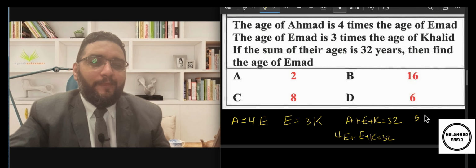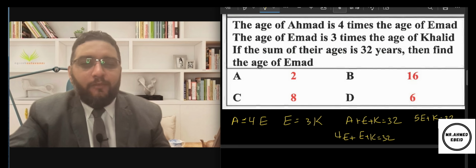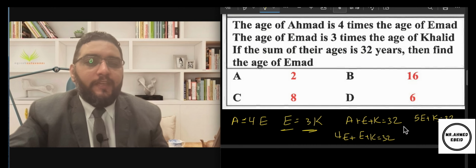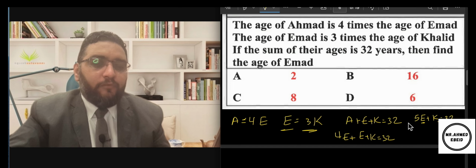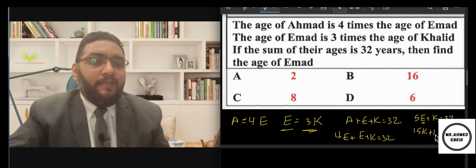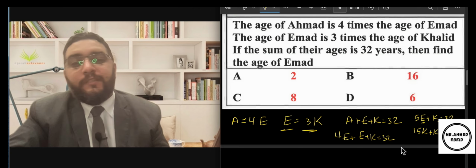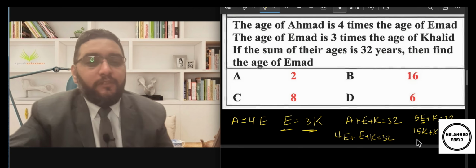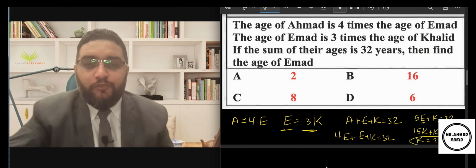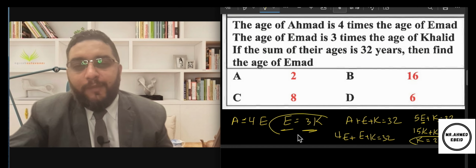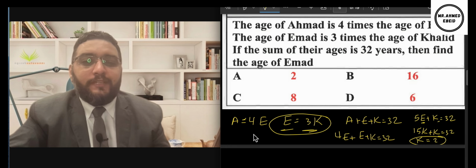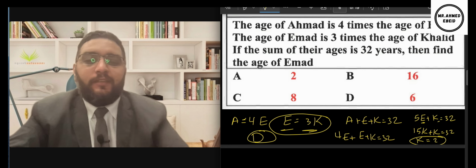So 5E plus K equals 32. And we have E equals 3K. So 5 times E, it will be 5 times 3K, which equals 15K, plus K equals 32. Means 16k equals 32, so k equals 2. Now we have the age of Khalid is 2. How can we find the age of Ahmed? Just multiply 3 times 2, which equals 6, so the answer is D.